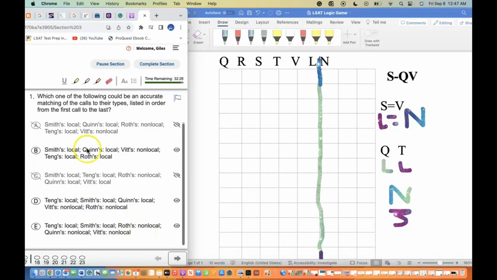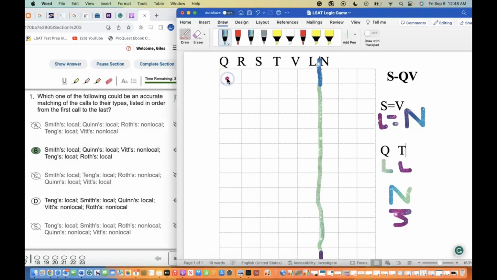Q and T both have to be local. And I see Q is non-local here. And the third position is non-local. I have it right here, the third position non-local. We're going to go ahead and use that one as the representative, because that one's going to be the one that works.